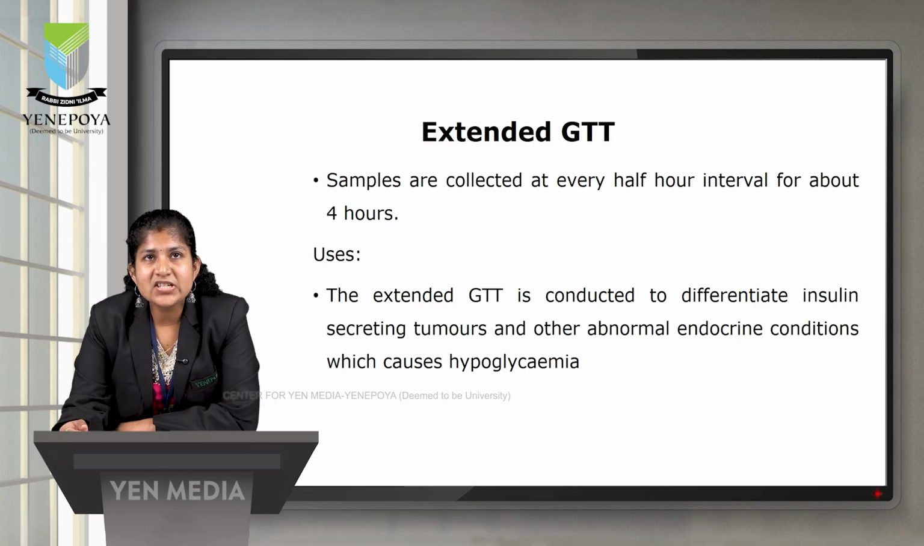Next, we will see extended glucose tolerance test. Here the samples are collected every half an hour for 4 hours. So we are following the same procedure here, but we are extending the timeline to 4 hours. Uses: here we can differentiate an insulin secreting tumor as well as any other endocrinal disorders that are leading to hypoglycemia.